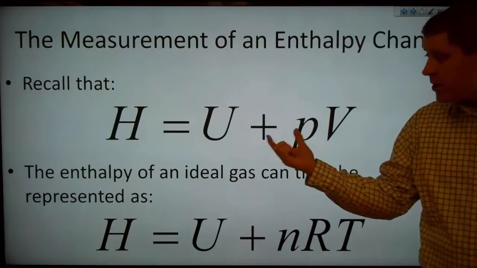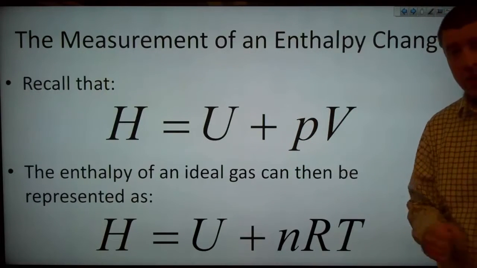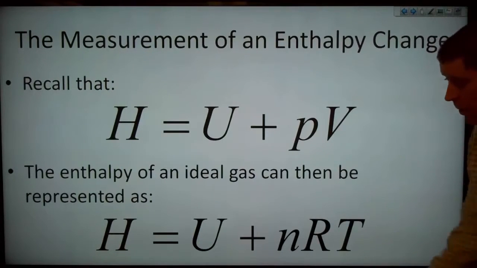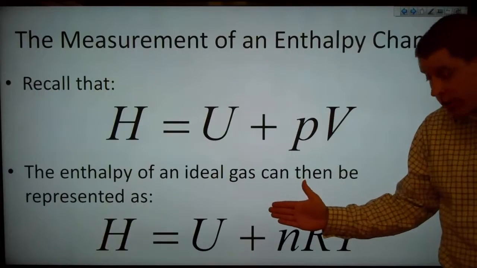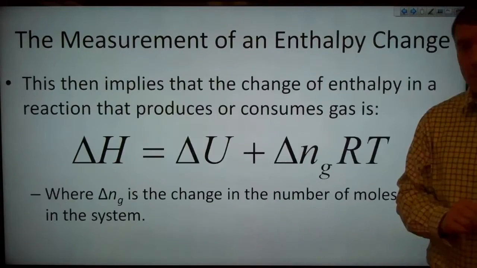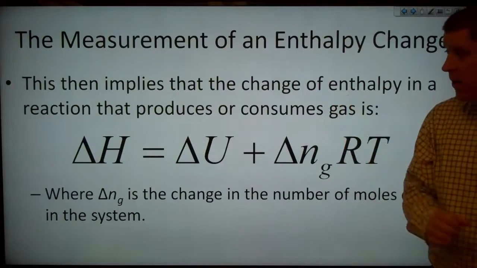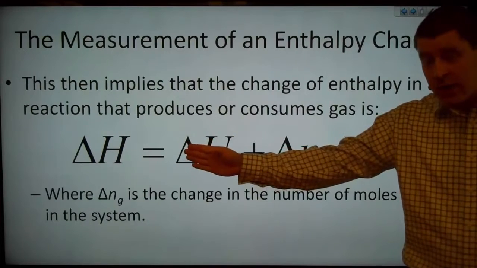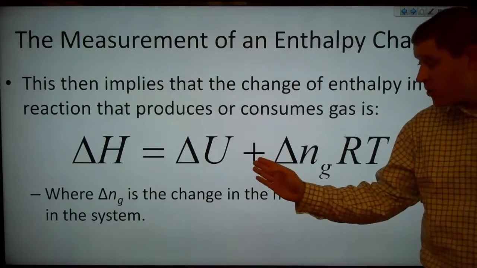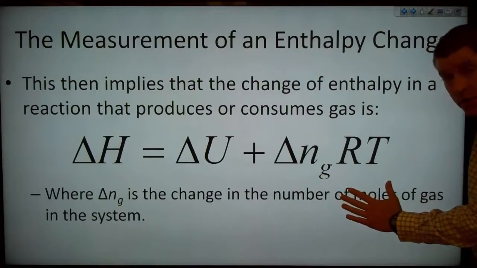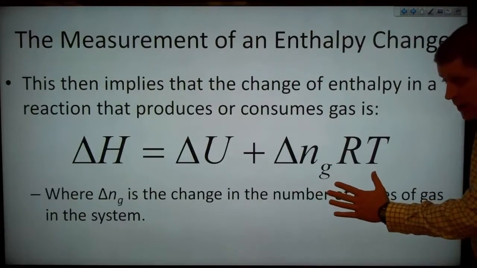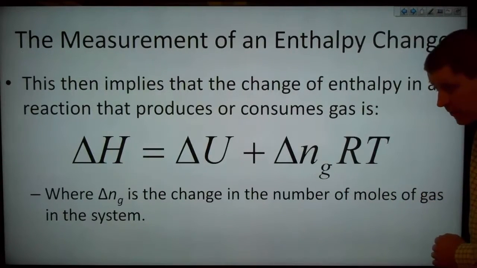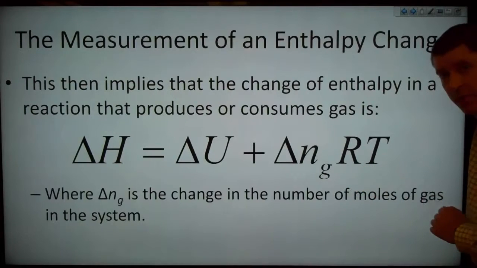So recall that H was equal to U plus PV. The enthalpy of an ideal gas can then be represented this way, where H, the enthalpy, is equal to U, the internal energy, plus nRT. And this implies that the change of enthalpy in a reaction that produces or consumes gas is given by delta H equals delta U plus delta n_g times RT, where n_g is the number of moles of gas. So delta n_g is the change in the number of moles of gas in our system.